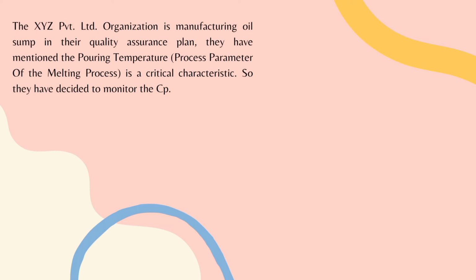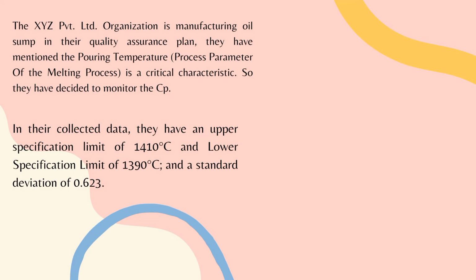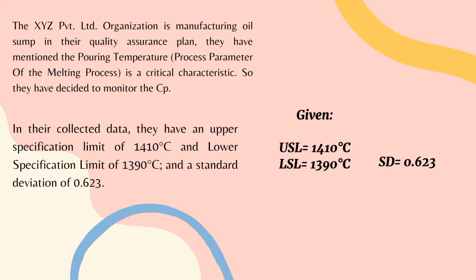The XYZ Private Limited Organization is manufacturing oil sump. In their quality assurance plan, they have mentioned the pouring temperature or process parameter of the melting process is a critical characteristic, so they have decided to monitor the CP. In their collected data, they have an upper specification limit of 1,410 degrees Celsius and lower specification limit of 1,319 degrees Celsius and a standard deviation of 0.623.